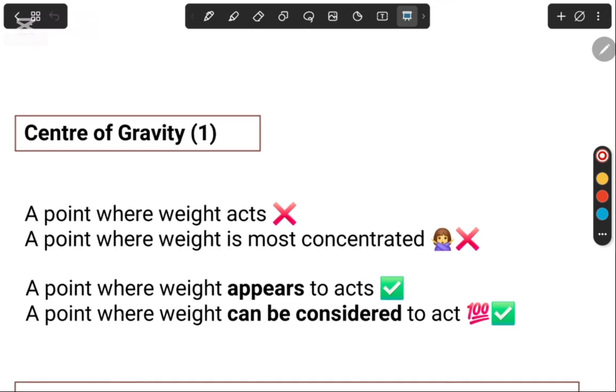It's very important to write: a point where weight appears to act, a point where weight can be considered to act, or where the weight can be taken to act at. So these are some definitions that you can use, and I would just stick with one of these. You can take any one of these 2 correct definitions and just use them in all your past papers. But make sure you understand this as well. That's going to get you 1 mark there, so make sure you get the right definition for this.